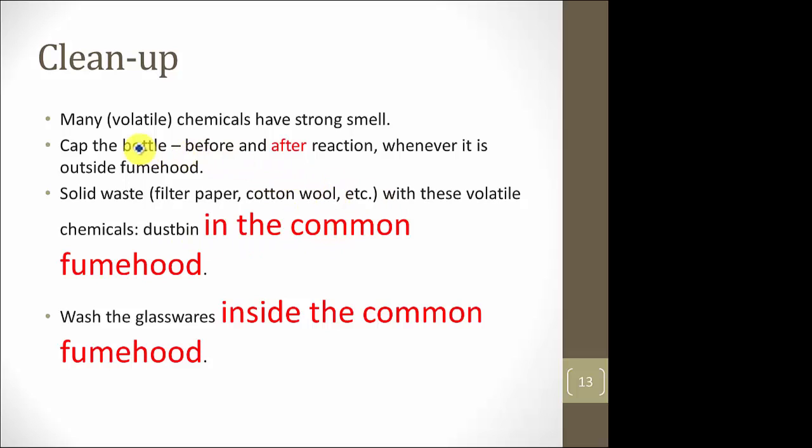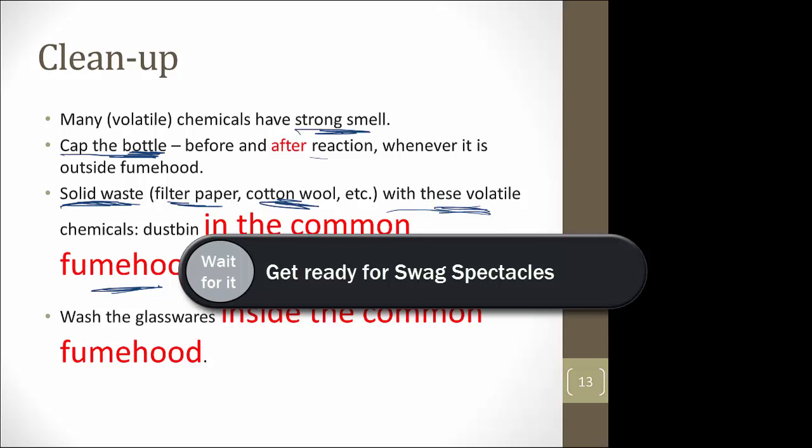So for the cleanup, as you know, our chemicals are very fragrant, very fragrant. So always put the stopper at the round bottom flask before and after reaction when you move around the lab. Once you step outside the lab, once you move the chemicals outside the fume hood, always keep it on. For solid waste, filter paper, cotton wool that was used to do a simple filtration, keep these in the common fume hood bin. Do not just dispose of it at the bin next to your fume hood. Don't do that, the smell will permeate throughout the whole lab. This is not desirable.